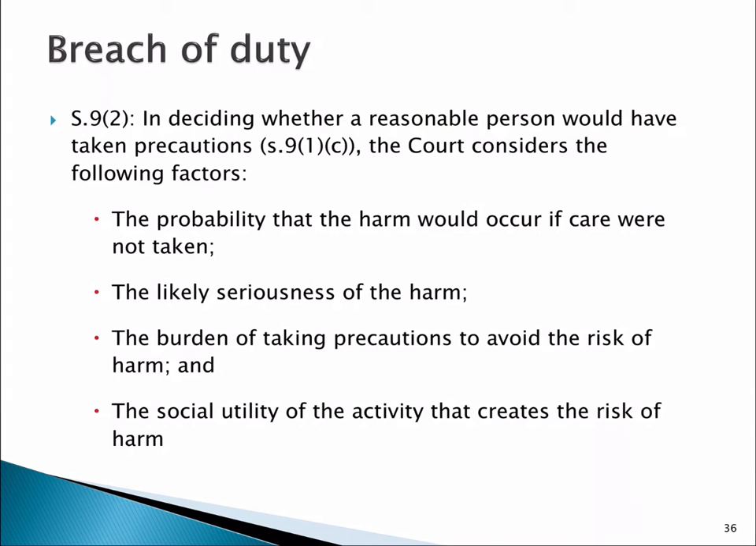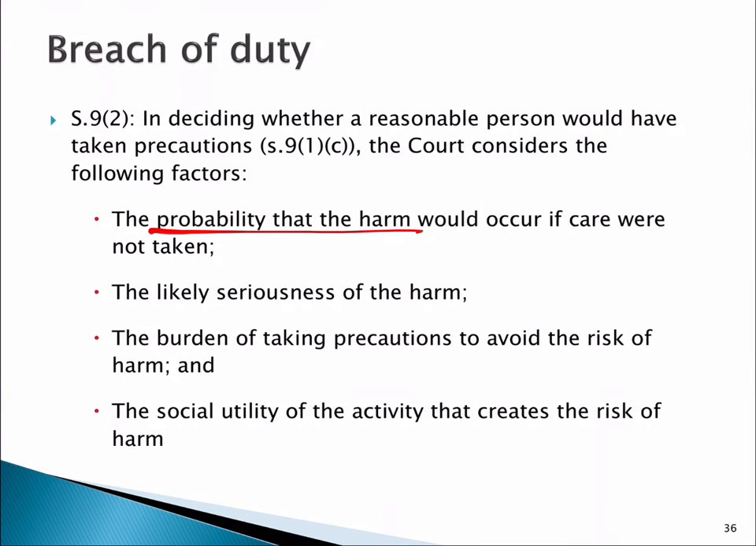The final part of the test is deciding whether a reasonable person in the position of the defendant would have taken precautions. That's where 9 subsection 2 helps us. What it says is to work out whether a reasonable person would take precautions, you look at 4 factors. Now, it's not saying all these 4 have to be met or that we emphasize one more than the other. It's that you look at the 4 factors, and as a result, what do you think a reasonable person would do? So the first thing you need to look at is the probability of the harm.